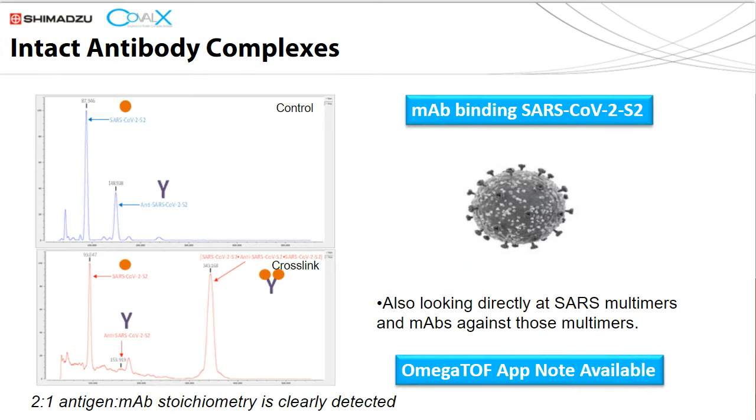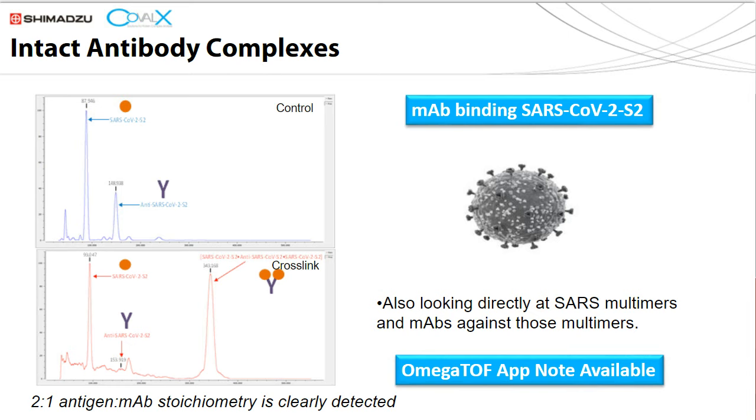Next, a very relevant example to a lot of today's research is the target antigen SARS-CoV-2. This target is 88 kilodaltons. Here we're binding again full MAB, a full monoclonal antibody of 149 kilodaltons. And again, in the control spectra, we see the antigen at 88 and the antibody, in this case, at 148.9 kilodaltons. These two should be interacting after cross-linking on the lower right.